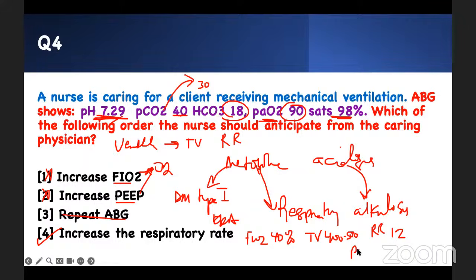And the PEEP is like breathing in a straw. That's the pressure that is opening the airway. That is the pressure the ventilator is using to give you oxygen. It's 5.